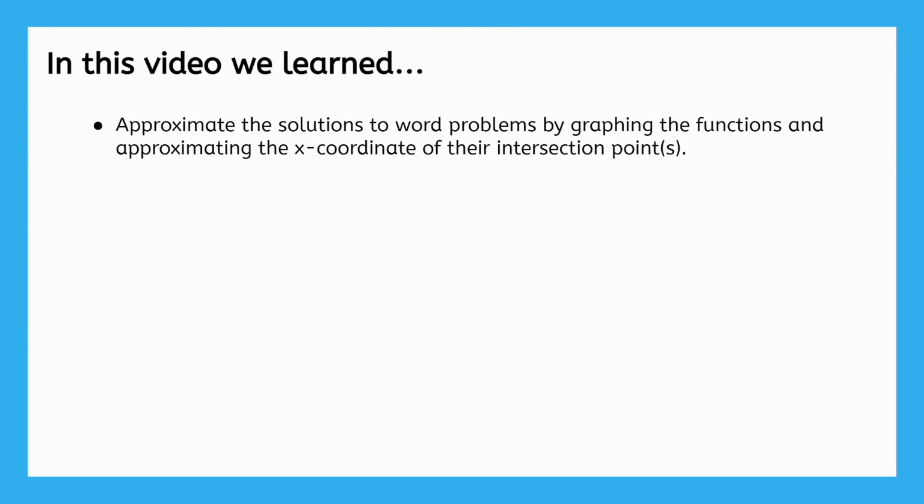In this video, we learned how to approximate the solutions to word problems by graphing the functions and approximating the x-coordinate of their intersection points. In the first example, the intersection point was the intersection of the two graphs that modeled Rachel and Jason's investment accounts. This was where Rachel's account surpassed Jason's. In the second problem, the x-coordinate we were looking for was the x-coordinate that told us the number of rainy days that produced the highest amount of wheat for our wheat farmer.